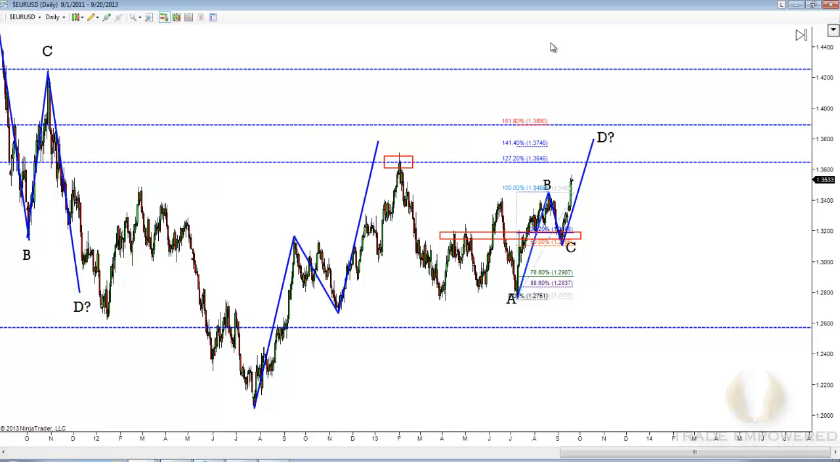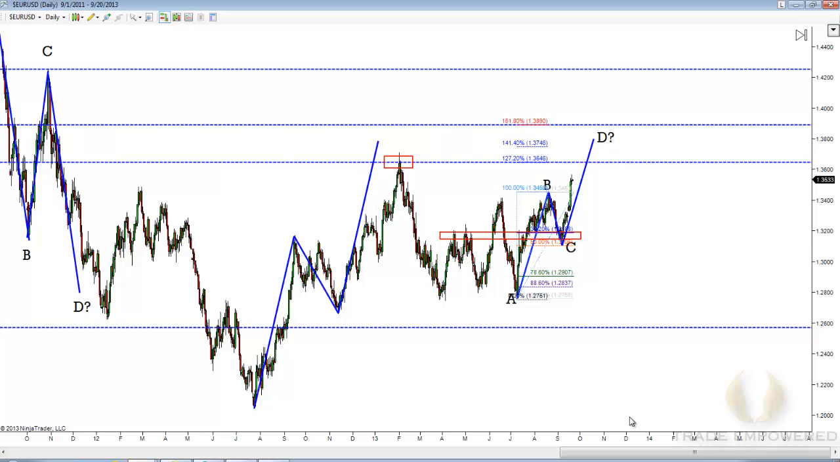But for right now, we just want to worry about predicting where the market's going to go and learning how to use that Fibonacci retracement tool, how to use that Fibonacci extension tool, and how to use that ABCD pattern completion to predict the areas that the market is likely to go next.